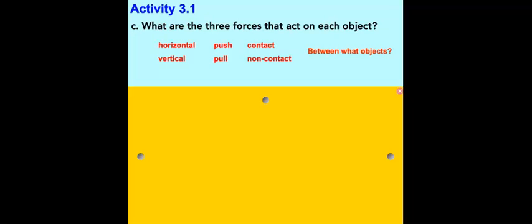Make sure you have an answer. You should have three different objects down here, or three different bullets or tabs, however you want to arrange them. In each one, you should talk about, for example, it was a horizontal push contact force between whatever the two objects were. Pause the video a little bit longer if you need some more time.